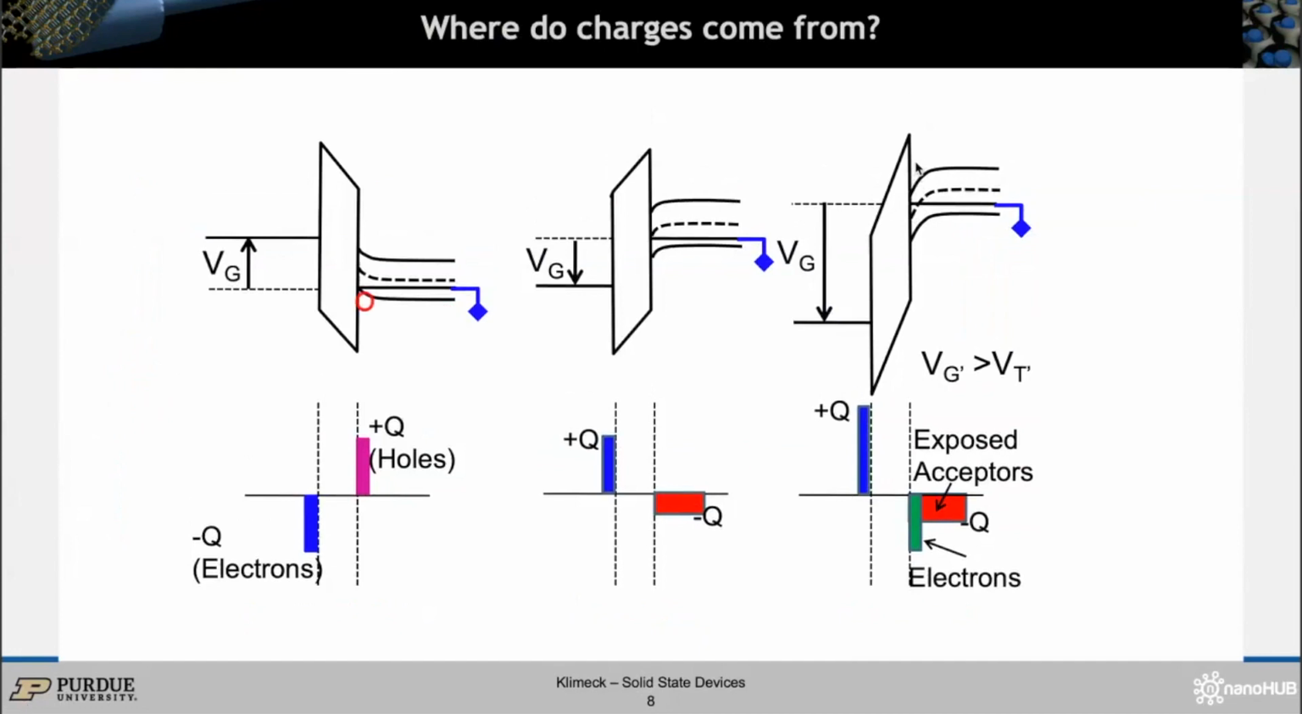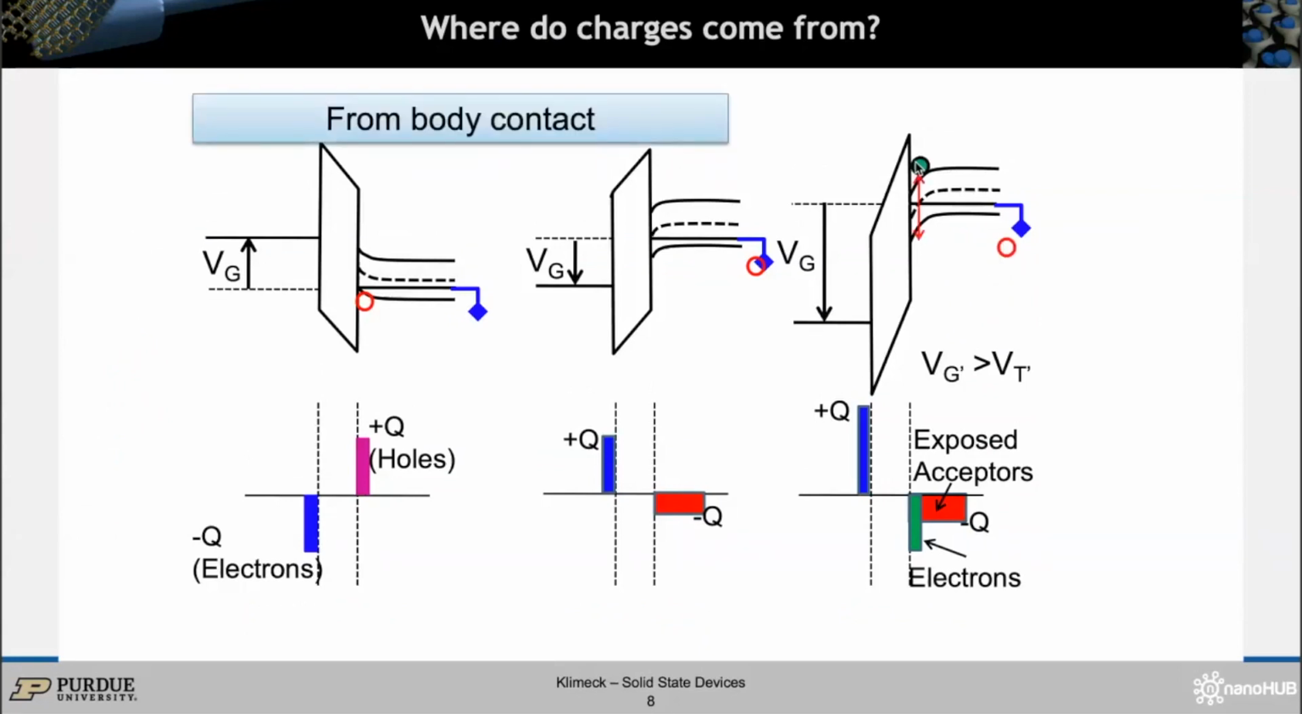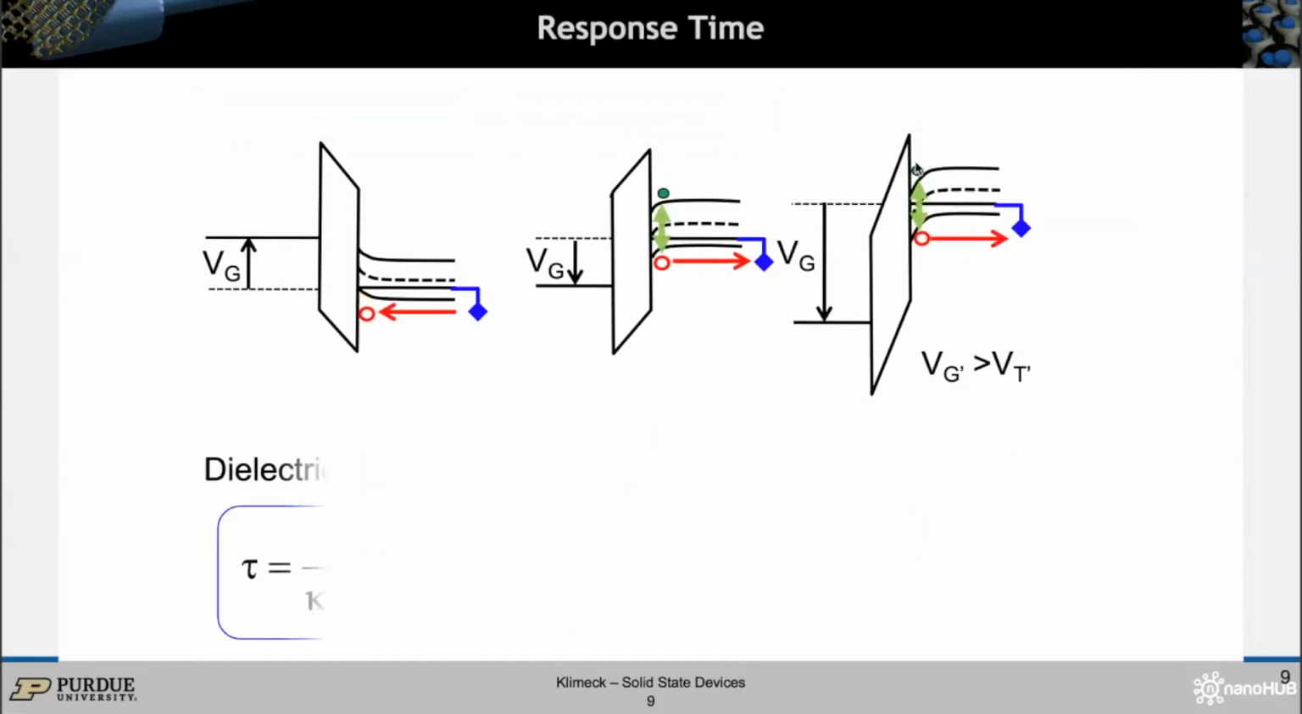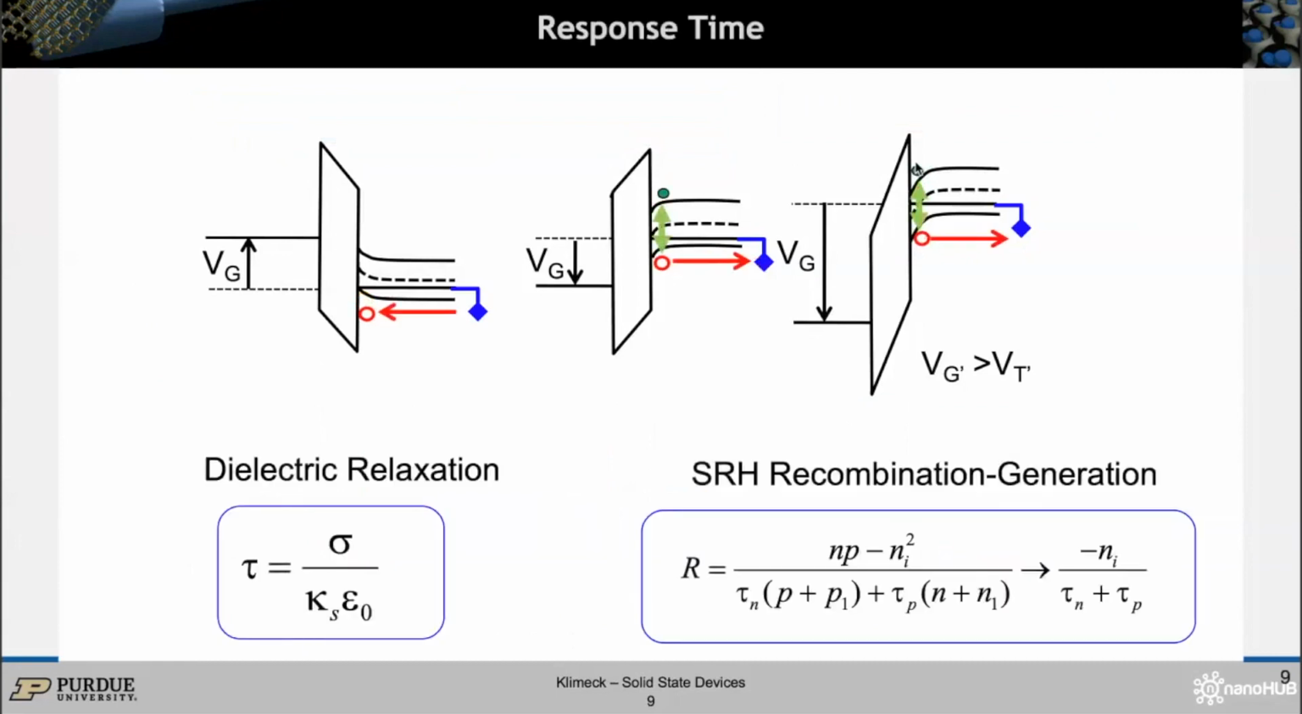Here on the accumulation side, you have majority carriers. In the depletion side, you still have fast-acting majority carriers that are being depleted, and they come from the body contact. But if you're in the inversion layer, you really depend on recombination mechanisms to generate the carriers. That's going to be a slower process, and we'll see that in two different curves on the CV characteristics.